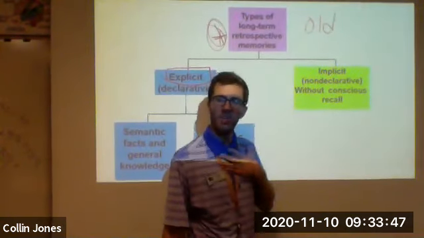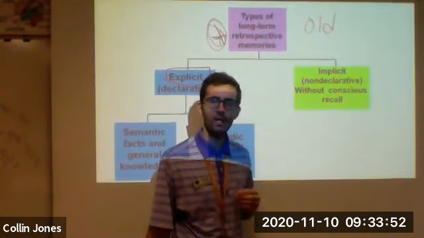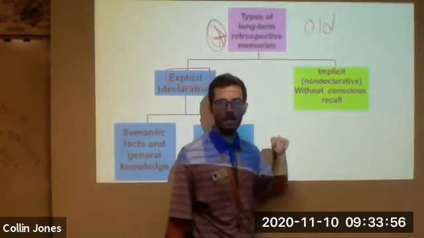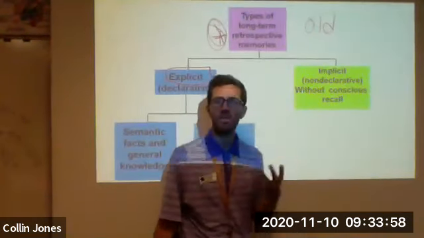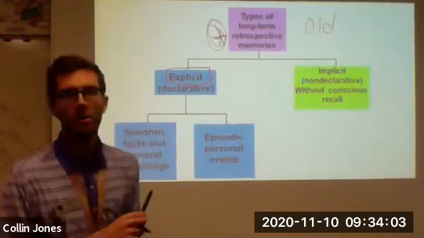Things that, if you're asked how to tie your shoe or sign your name or ride a bike, you would not really be able to explain it. They are non-declarative. They're more about procedures and things that your body does. So, two different types of retrospective memory.